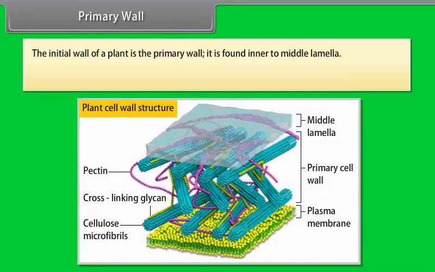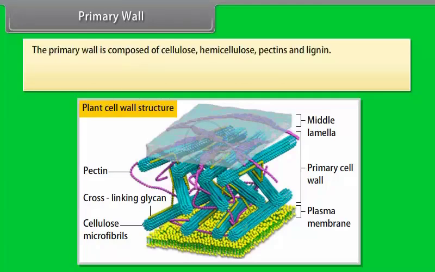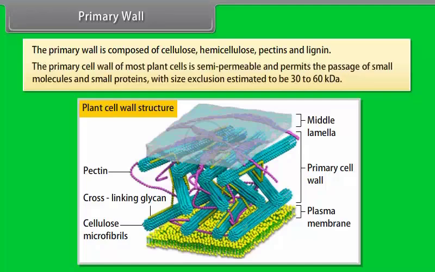Primary wall. The initial wall of a plant is the primary wall. It is found inner to middle lamella. The primary wall develops on middle lamella on both the sides. The primary wall is composed of cellulose, hemicellulose, pectins and lignin. The primary cell wall of most plant cells is semi-permeable and permits the passage of small molecules and small proteins, with size exclusion estimated to be 30 to 60 kDa, or 30,000 to 60,000 atomic mass.